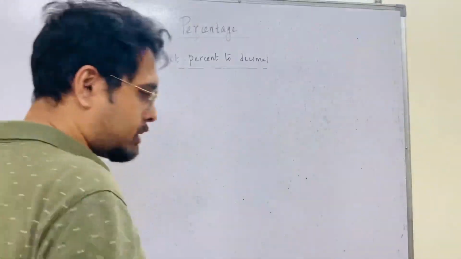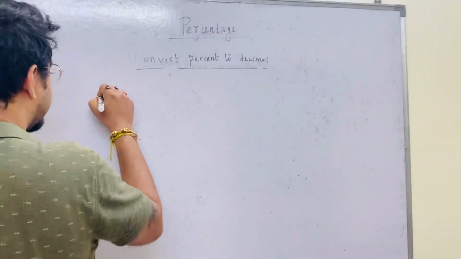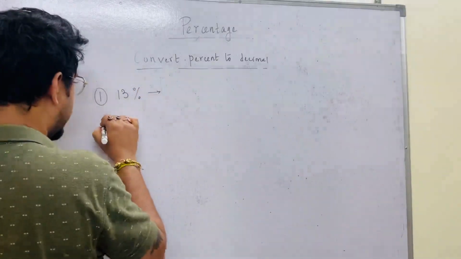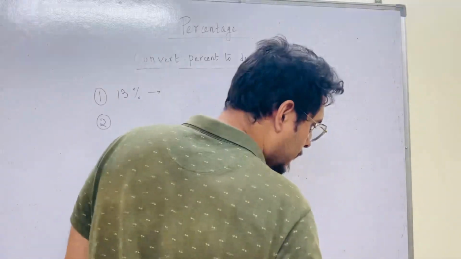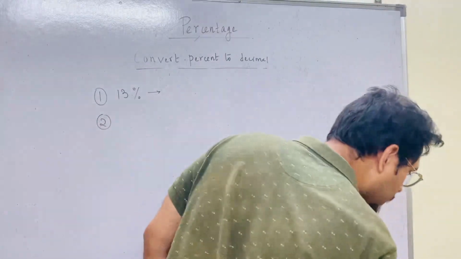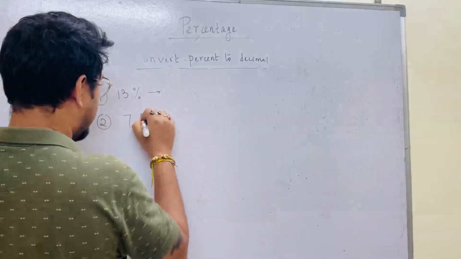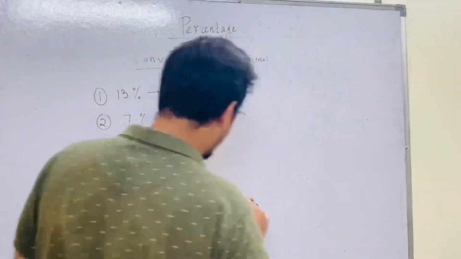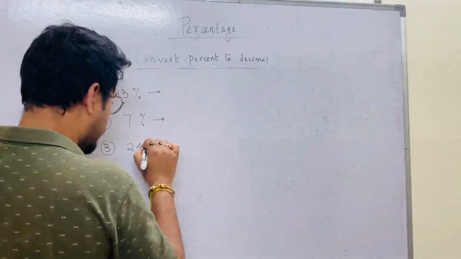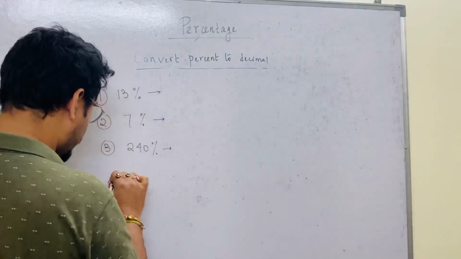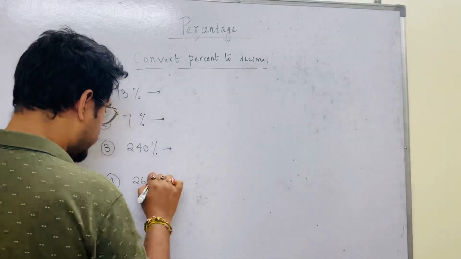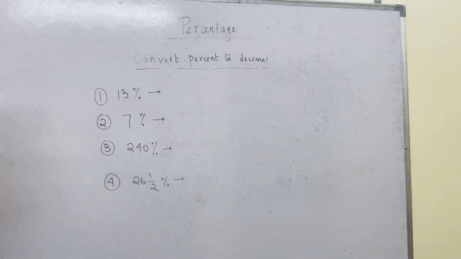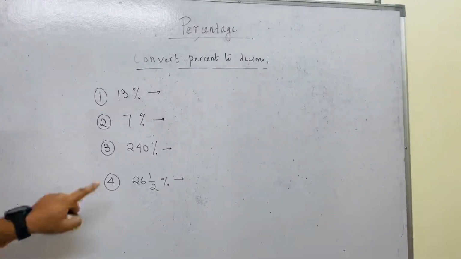So let us take some questions. The first question is 13%. Question number 2 is 7%. Question number 3 is 240%, and question number 4 is 26.5%. So we are going to convert these percentages into decimals.